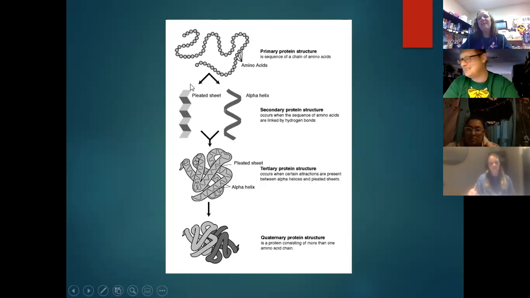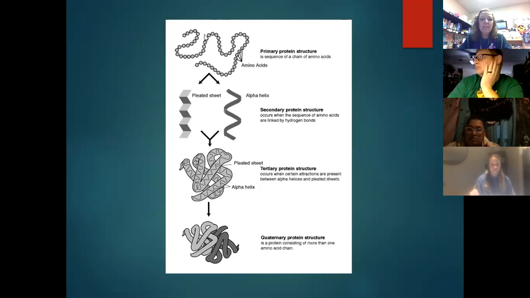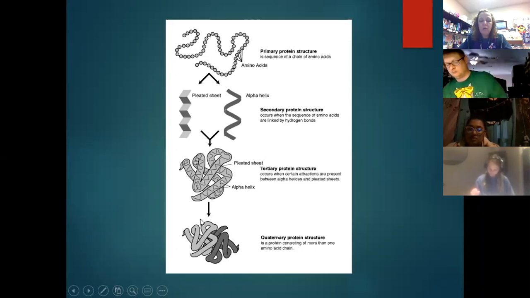Here's just a visual reference. All right, so here's just a picture representation. We talked about this so much yesterday. Here's our primary where you can see each of these little dots represents an amino acid. We have our natural bends that we then use to fold. And then we take those molecules and bond them together. And those are our 4 structures.